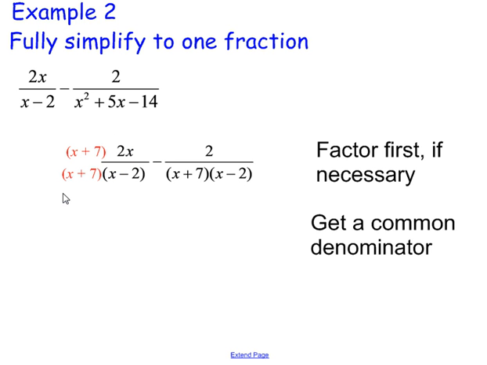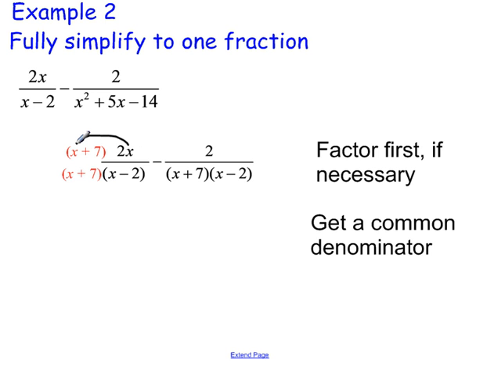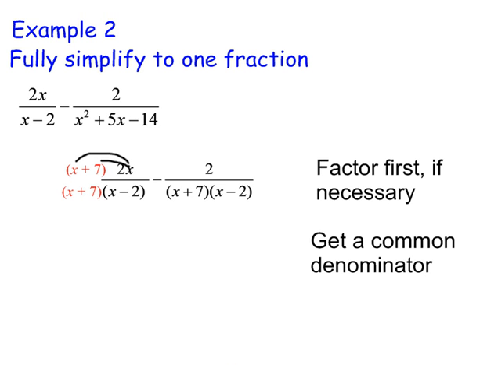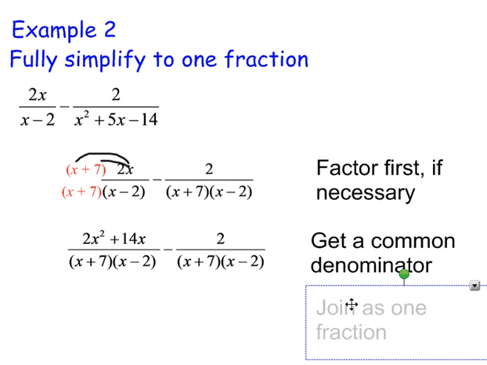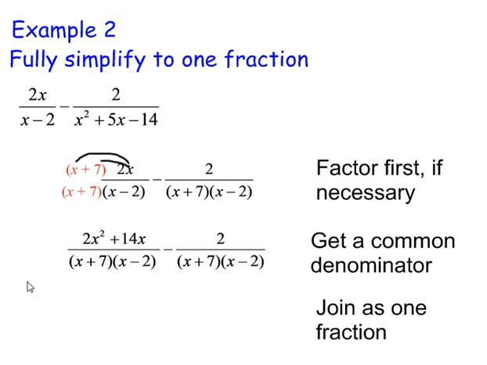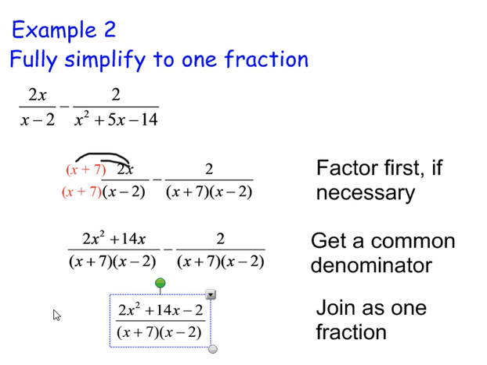Well, what do we have here? We have a common denominator now. We got a common denominator of x plus 7 and x minus 2. So let's distribute 2x times x and 2x times 7. So we distribute the 2x and we get 2x squared plus 14x. Bring everything else down. Now you want to join as one fraction, and you get 2x squared plus 14x minus 2.